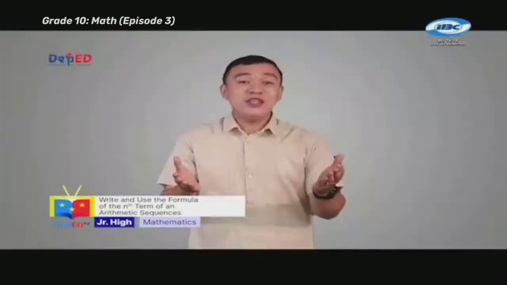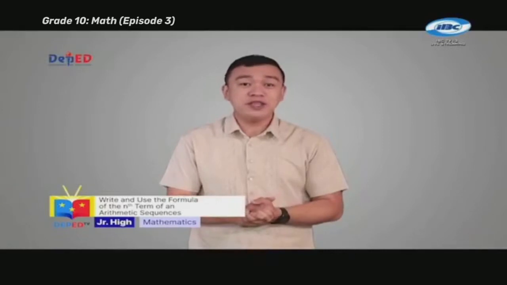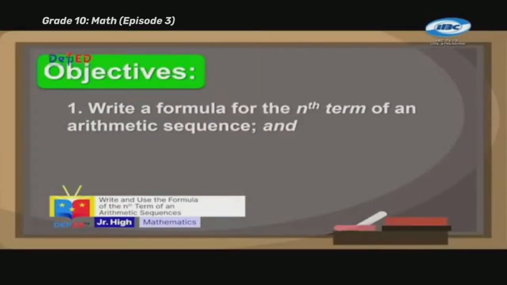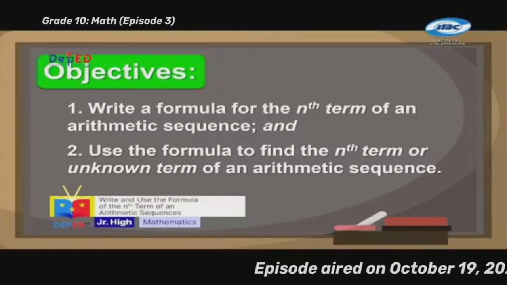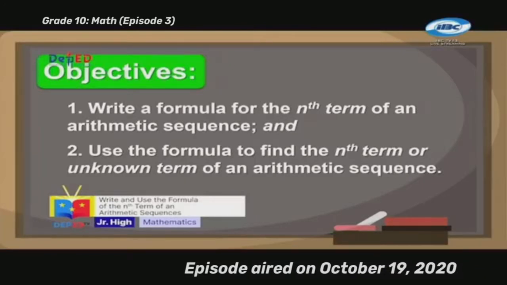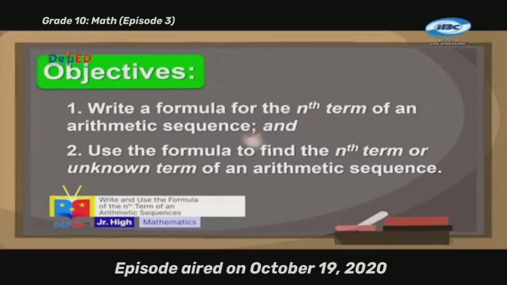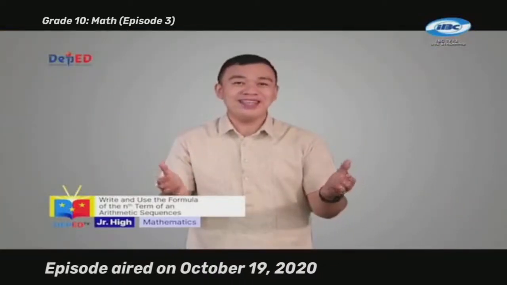For this lesson, you are expected to, first, write a formula for the nth term of an arithmetic sequence, and second, use the formula to find the nth term or the unknown term of an arithmetic sequence. Let's take it one by one.